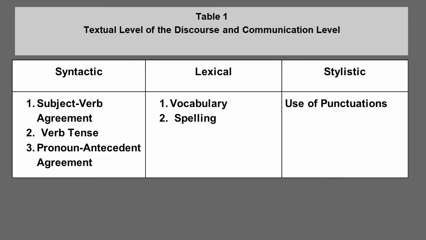For Table 1, we have textual level of the discourse and communication level. In syntactic, we have subject-verb agreement, verb tense, pronoun-antecedent agreement. For lexical, we have vocabulary and spelling. Stylistic, we have the use of punctuations.